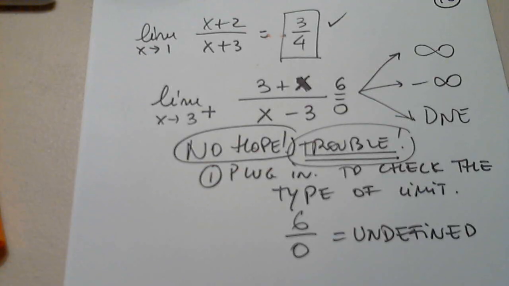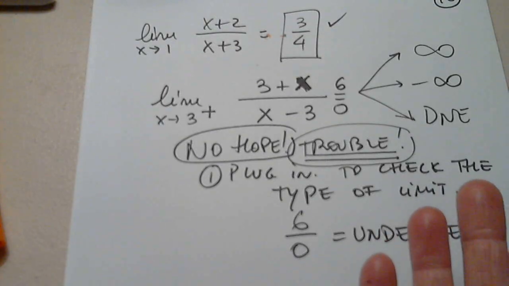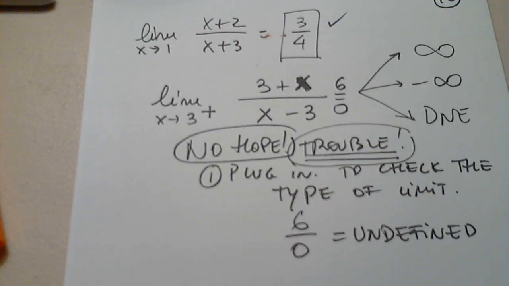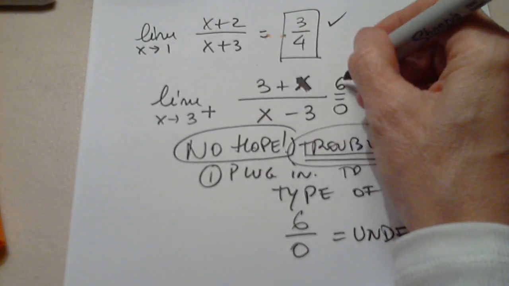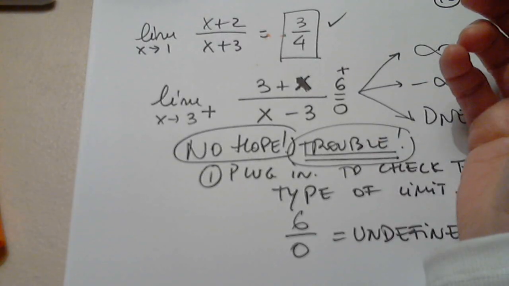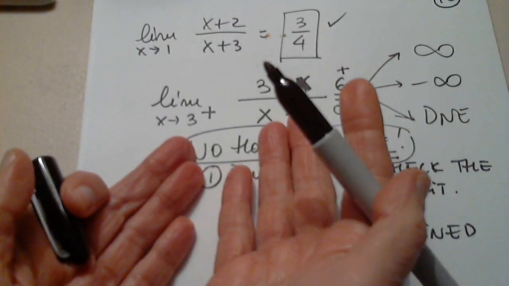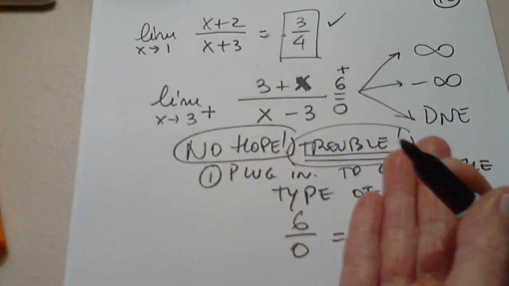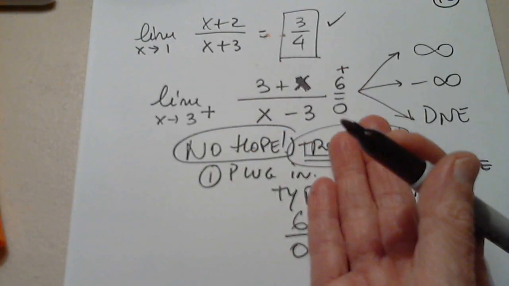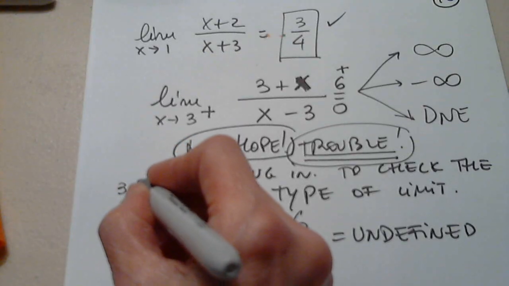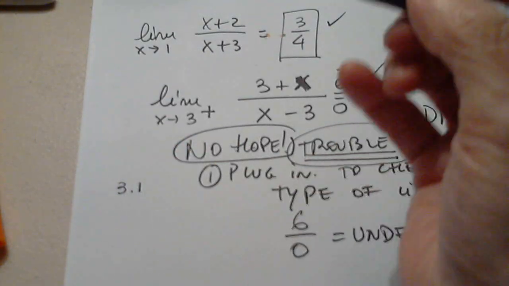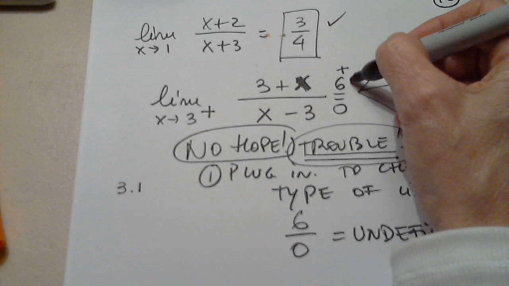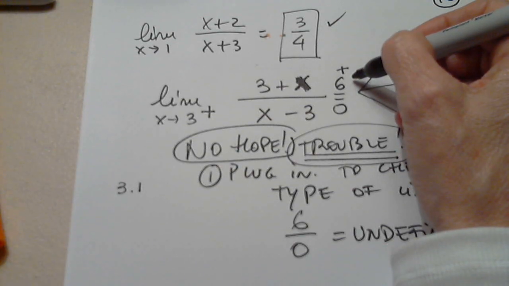This is a dead in the water situation. So what do I write? I can't write all three. Here's what I do next. I realize that the numerator will be positive no matter what. 3 from the right. I'm thinking of a number very close to 3 from the right, larger than 3. I'm thinking of 3.1. 3.1 minus 3, which is 0.1, is still a positive number.